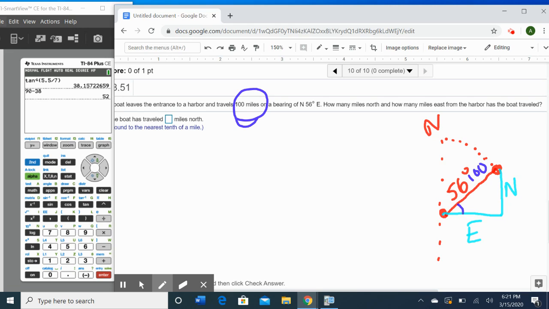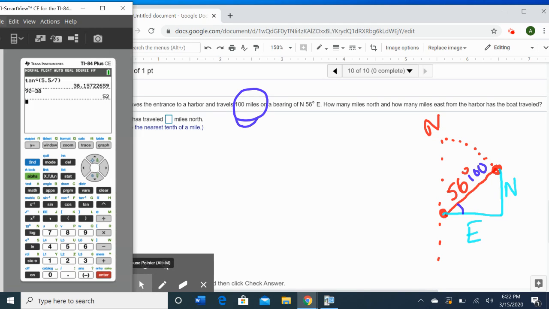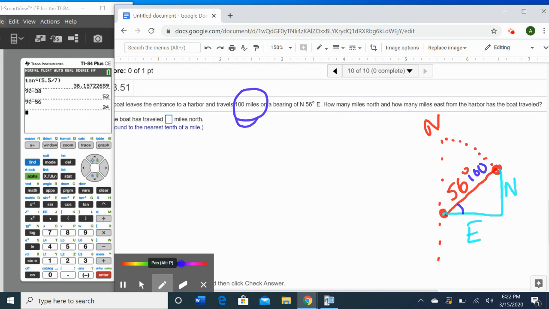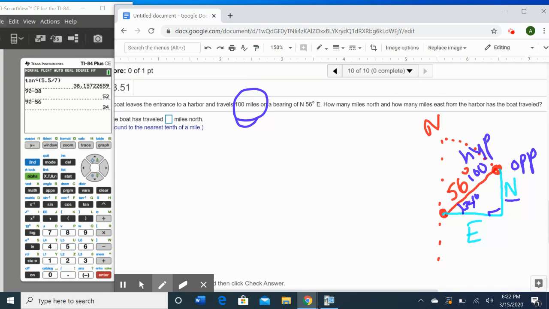Let's think about this angle. If the angle above it is 56 degrees, I'm going to take 90 minus 56 to find the inside blue angle. So the inside blue angle is 34 degrees, and I know that the hypotenuse of this right triangle is 100 miles. Let's find n first. Because n is opposite and 100 is the hypotenuse, I'm going to use the trig function that uses opposite and hypotenuse, which is sine. So the sine of 34 degrees is equal to n over 100.